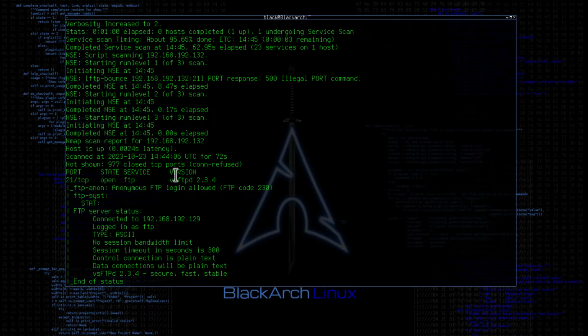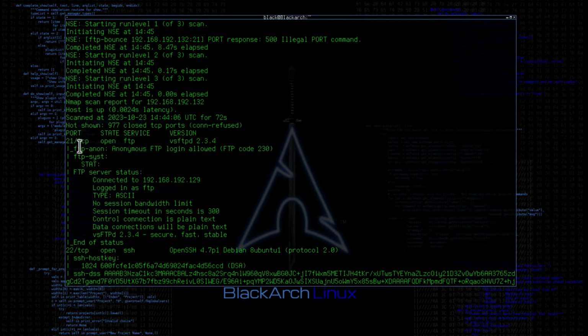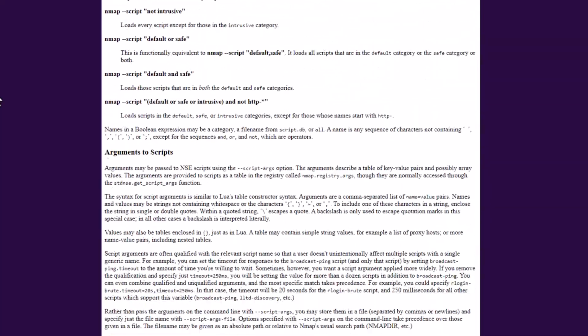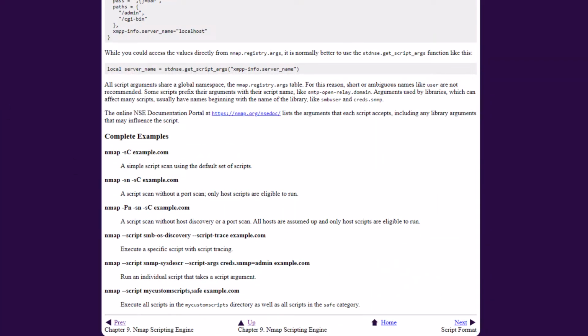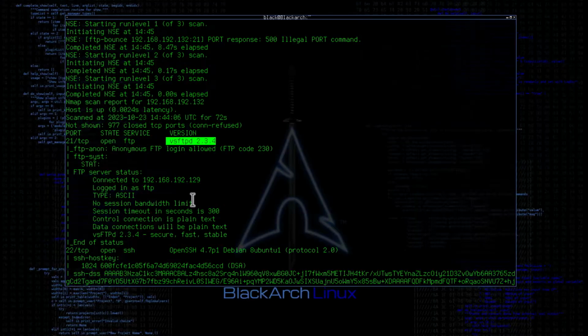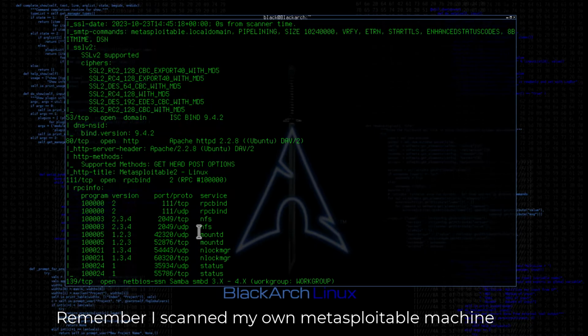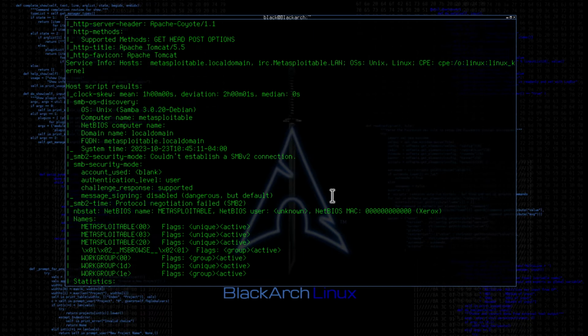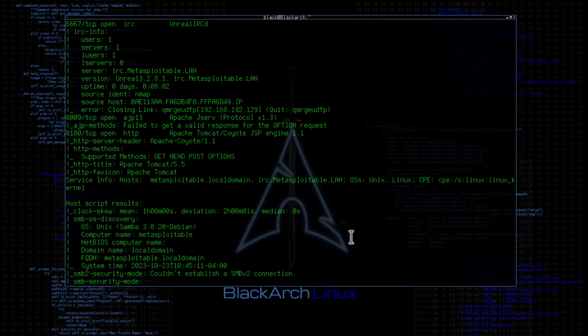With Nmap, you can perform stealthy scans of the target network, identifying potential entry points and vulnerabilities. What's more, Nmap offers a scripting engine, empowering you to automate your attacks and customize your exploits, significantly increasing your chances of success. Remember, Nmap isn't just for hackers. It's also a valuable tool for security professionals looking to identify potential threats and secure their networks.